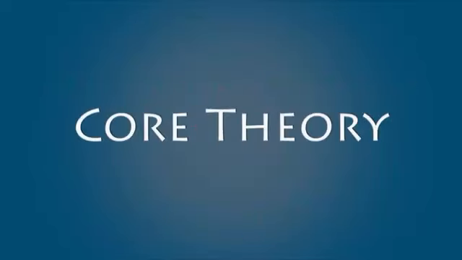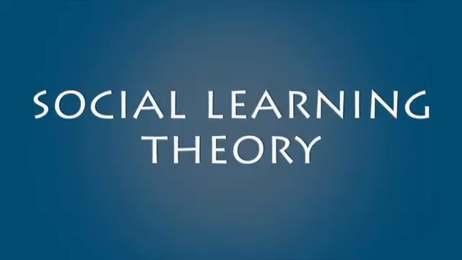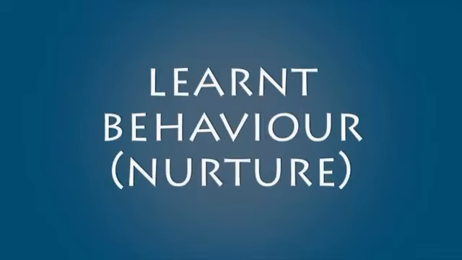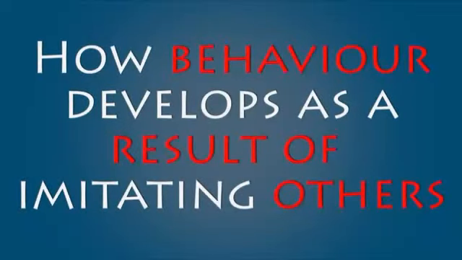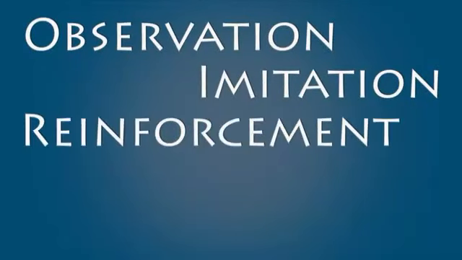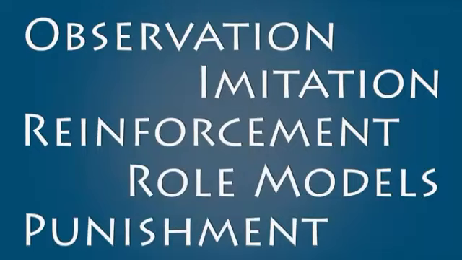Core theory. Social learning theory. The theory argues that non-verbal communication is a learnt behaviour, nurture, rather than natural, nature. The theory is about how a person's behaviour with, towards and around others develops as a result of observing and imitating others, both consciously and unconsciously. The key concepts are observation, imitation, reinforcement, role models, and punishment.